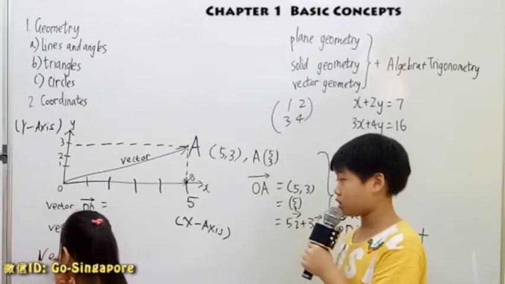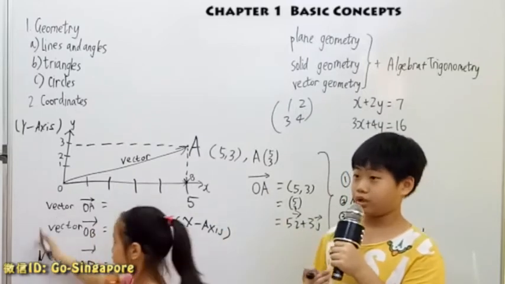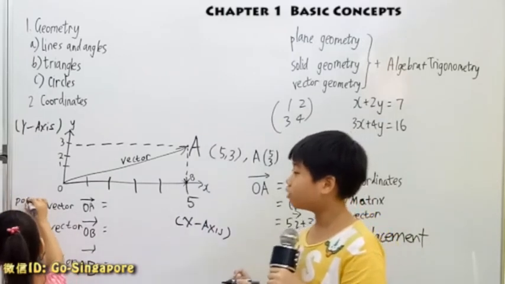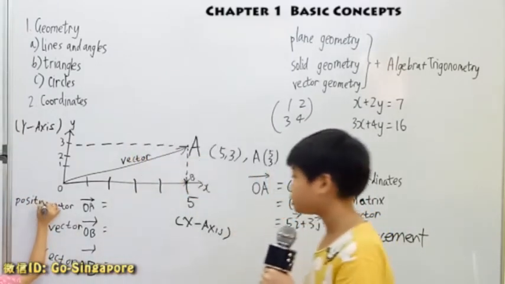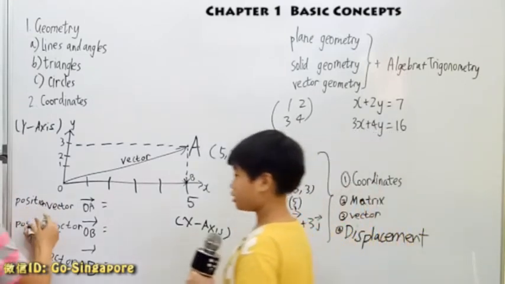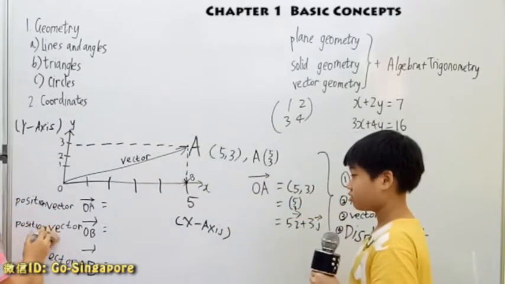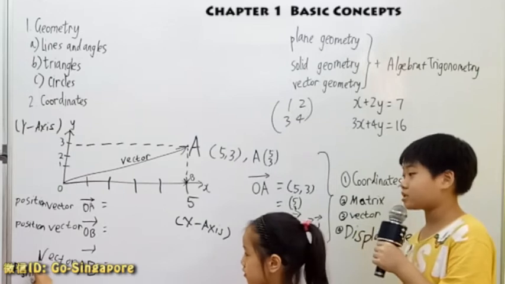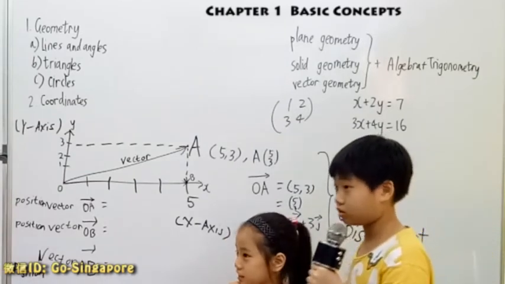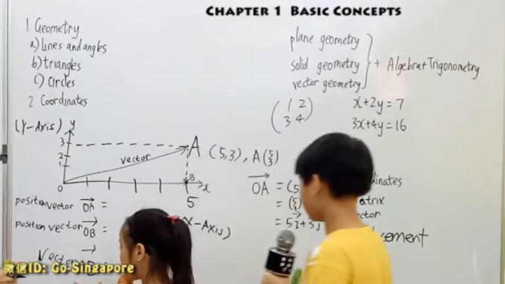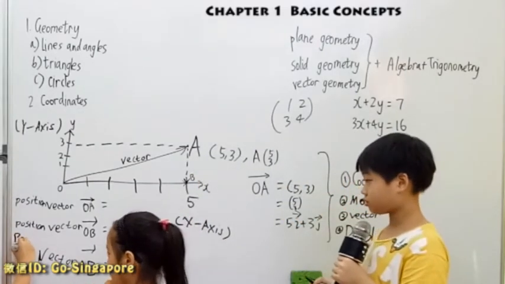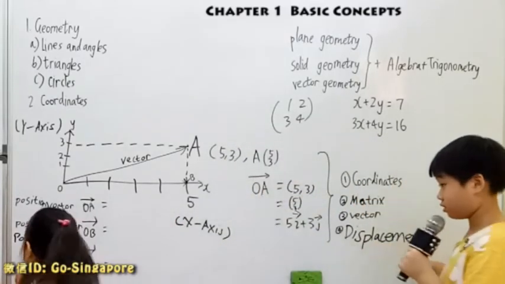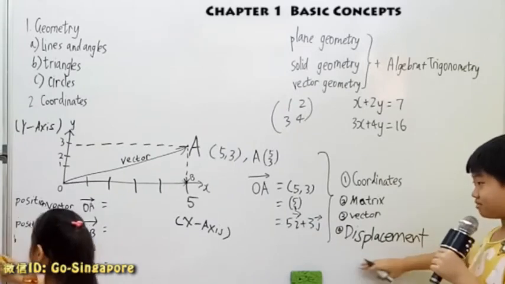Okay, position vectors start from the origin. That means these are all position vectors. And this AB is the displacement vector, not a position vector. It's a displacement because it doesn't have an O. It's this one.